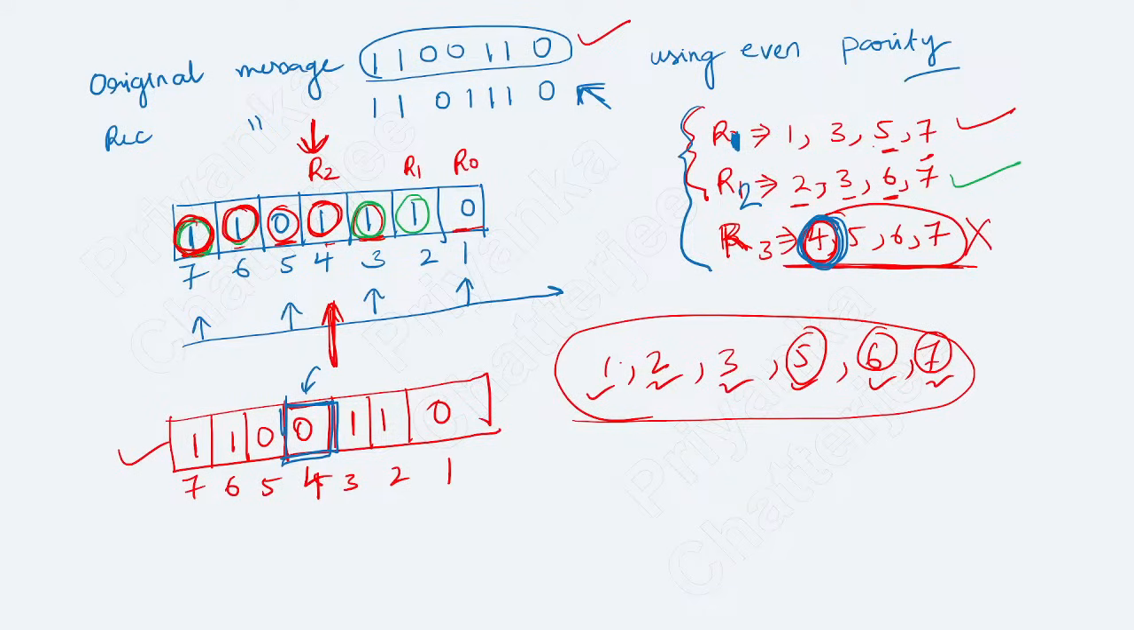How is it detecting and correcting? Got it? Is that clear to everyone? How the Hamming code is working? I hope it is completely clear: error detection, error correction, how to add the redundant bit. Okay, now we can move on to the next.